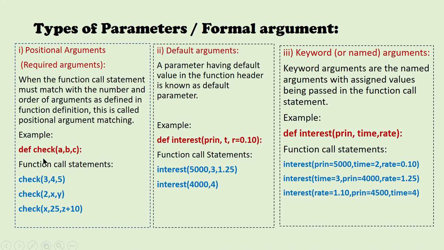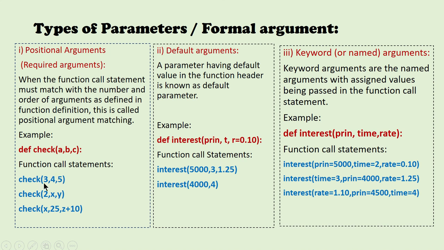So for example, take this function header. I didn't write the complete function definition, only the header. To write a function call statement, it is enough to know only the function header. So it is def check(a, b, c). What you understand from this is that the name of the function is check, and it takes 3 parameters. How can you write the function call statement for this? You can write it as check(3, 4, 5). When you write this, the value 3 is given to a, 4 is given to b, and 5 is given to c.